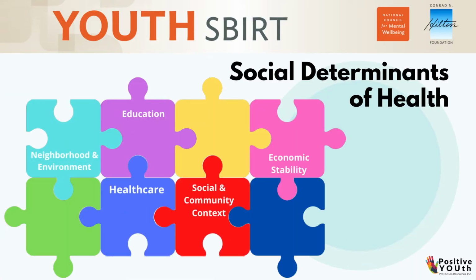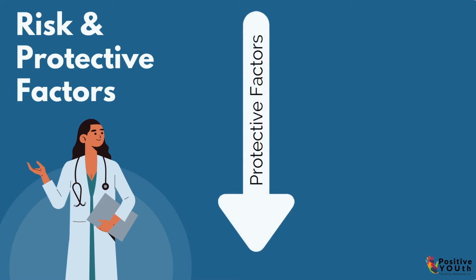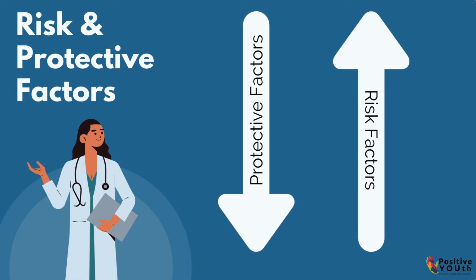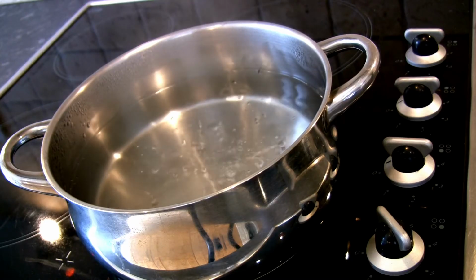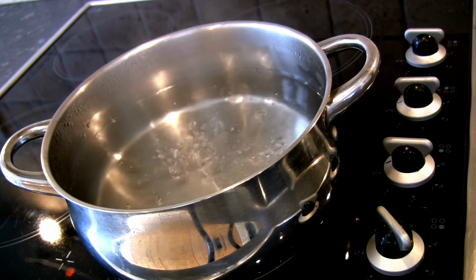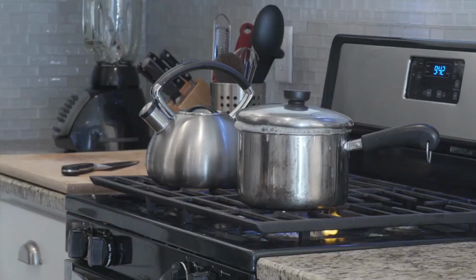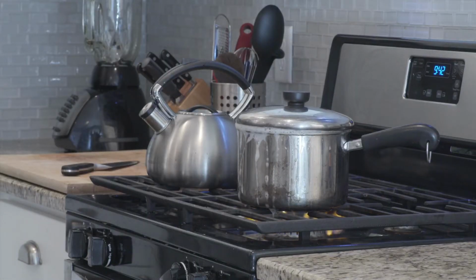According to whysbirt.org, all youth experience social determinants of health, or conditions in which they are born, grow, and live. These conditions create a set of protective factors that decrease the likelihood and risk factors that increase the likelihood for engaging in risky substance use. Each youth has a unique set of protective and/or risk factors. These personal circumstances are like a pot of water on a stove, where each risk factor turns up the heat, making it more likely for the pot to boil over and for the youth to engage in risky substance use.